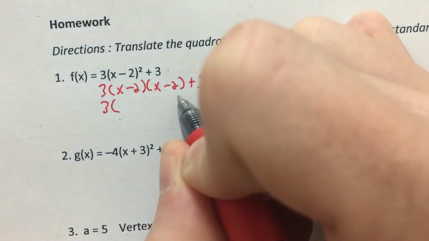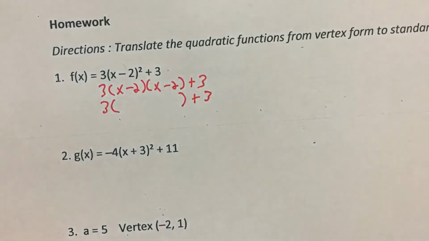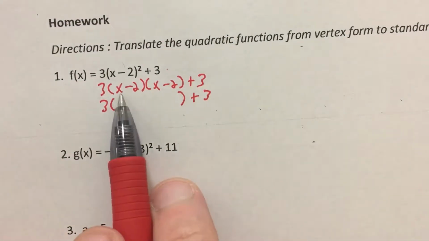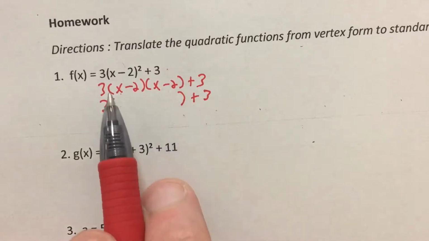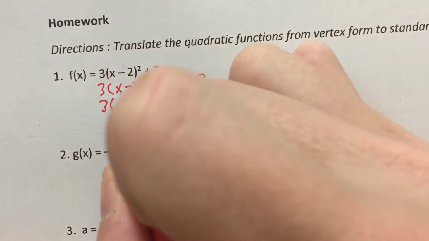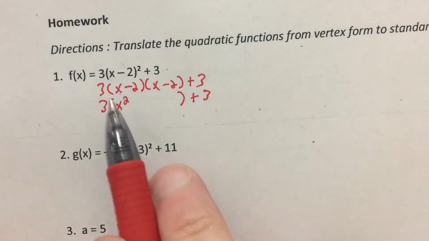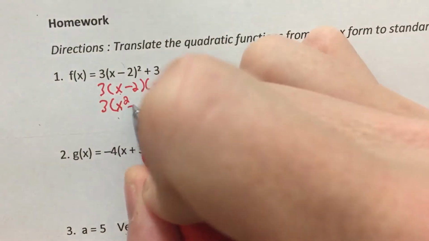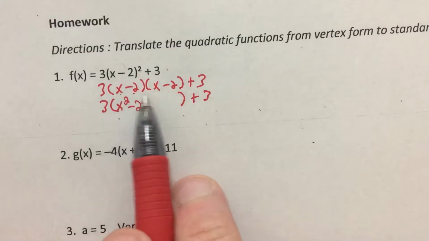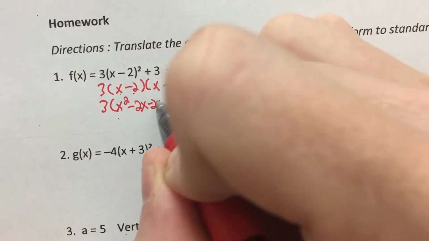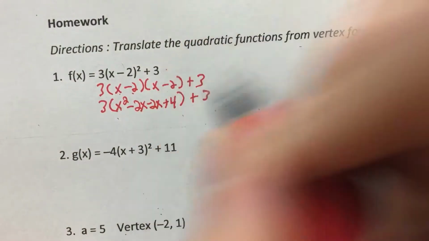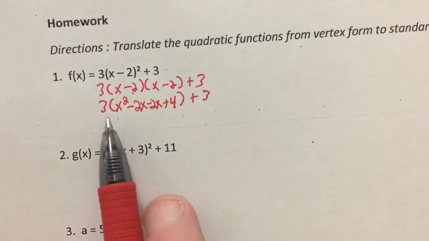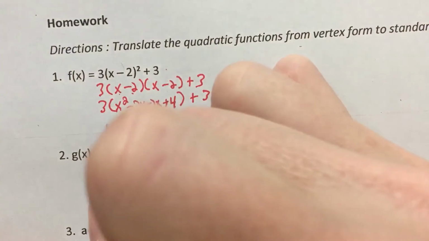Next, I need one large parentheses because now I need to multiply x minus 2 times x minus 2 and fill that in here. So x times x is x squared, x times a negative 2, negative 2x, negative 2 times x, also negative 2x, negative 2 times negative 2 is positive 4. Now I want to distribute my 3 into the parentheses.